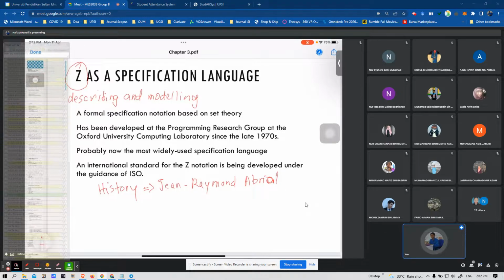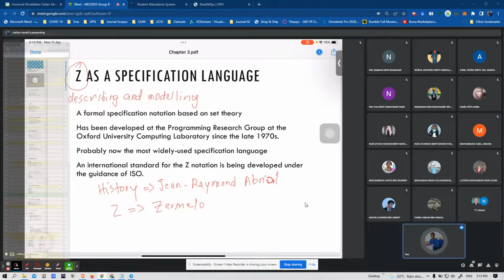Okay, and then John Abrial has said that Z is named because it is the ultimate language. Z here we take from the word Zermelo, which is used through its Zermelo-Fraenkel set theory.